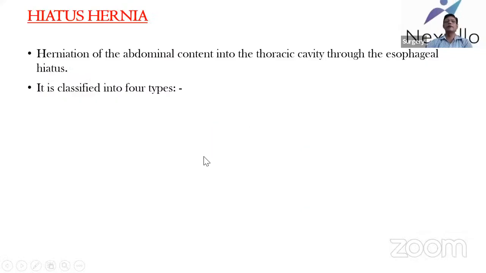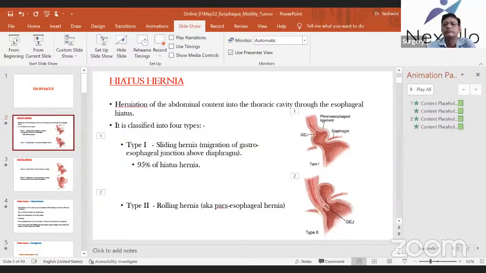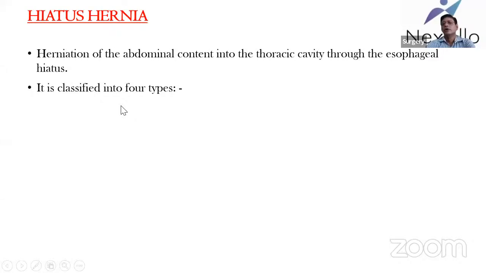So let's start with the surgical part of it. Let's start with the hiatus hernia. So is my screen visible? So now let's start with it, the hiatus hernia. Now, what do we mean by hiatus hernia? Hiatus hernia is actually the herniation of the abdominal content into the thoracic cavity through the esophageal hiatus. Now, what is this esophageal hiatus?